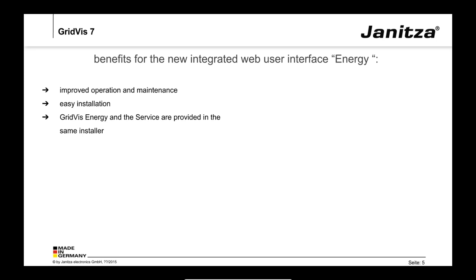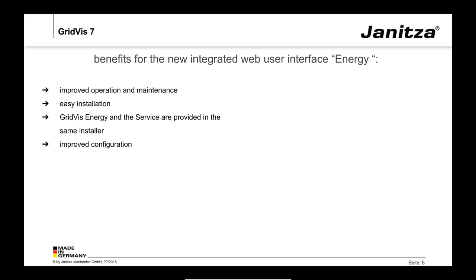GridVis Energy is a component from the Ultimate edition. GridVis Energy is only the name for the web interface. So Ultimate is an edition, and GridVis Energy is a component of the edition Ultimate.